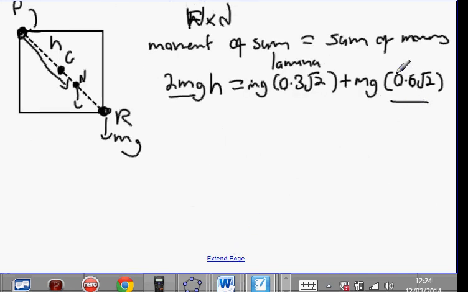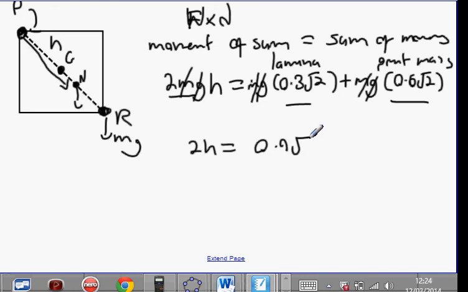Now, this is the point mass. Next thing, we're going to add everything together, cross off the m's and the g's. And we're going to find out that 2h equals, put this into the calculator, or no need, 0.9 root 2. Then h therefore is going to be equal to 9 over 20 root 2, and you put it into the calculator. 9 over 20 root 2.